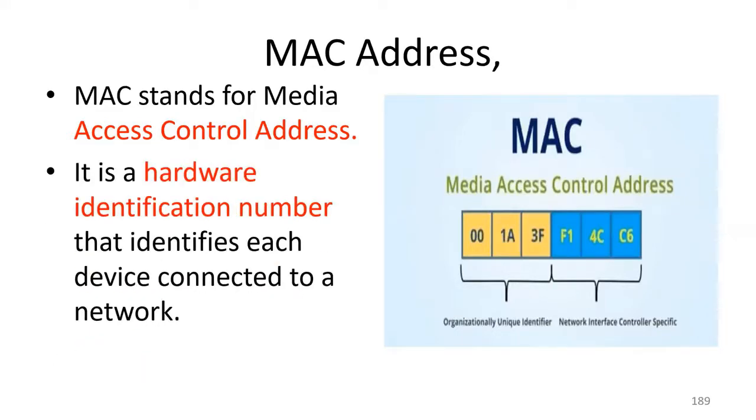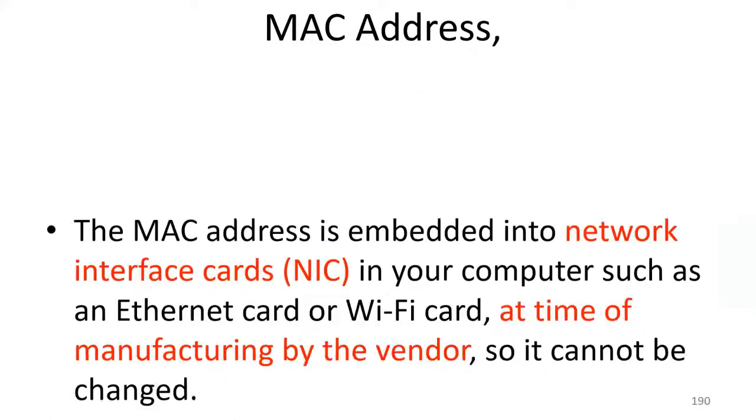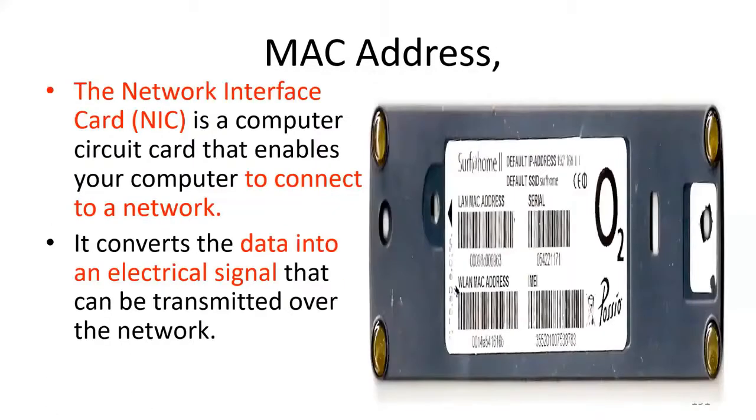Here it is a hardware identification number. An IP address is a logical number. The MAC address is a hardware identification number that identifies each device connected to the network. Whatever the device connected to the network, it is represented by this MAC address. For example, if you buy any item, you will identify the LAN MAC address. Here, this is a serial number, the MAC address, and the serial number appears here.